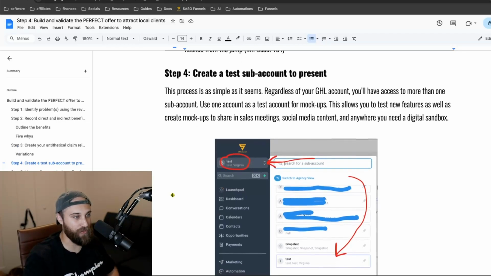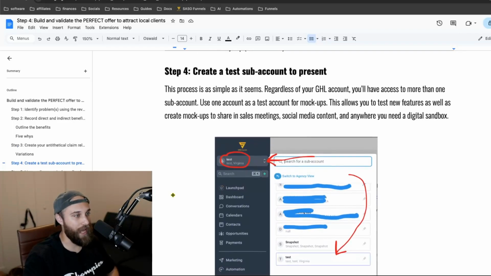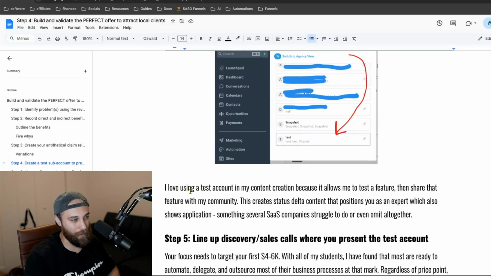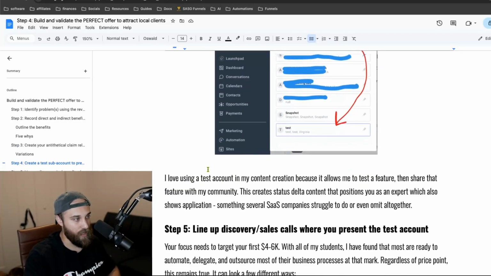This allows you to test new features as well as to create mockups to share in sales meetings, social media content, and anywhere that you essentially need a digital sandbox. So you can create a test sub account. You see I have a snapshot one for my students, and then I have a test sub account. And basically what you do is you use the test account in your content creation because it allows you to test a feature, and then you can basically screen record and share that feature with the community.